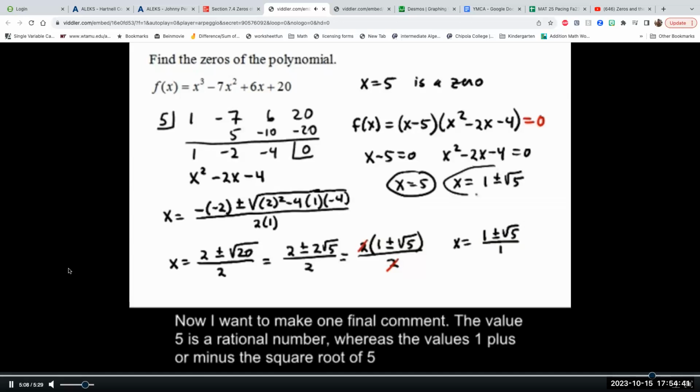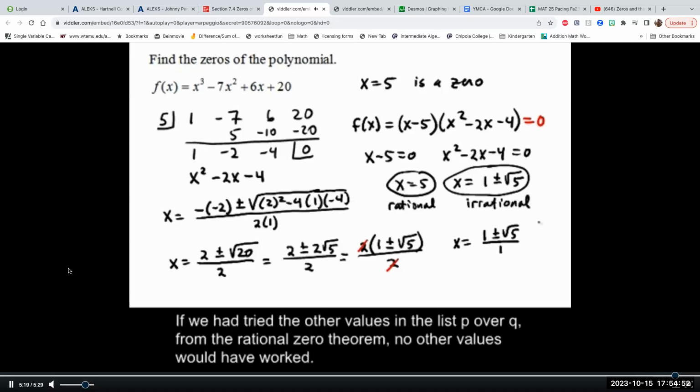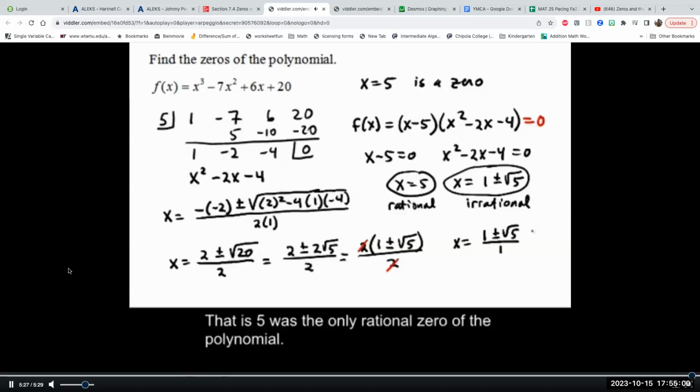Now I want to make one final comment. The value 5 is a rational number, whereas the values 1 plus or minus the square root of 5 are irrational numbers. If we had tried the other values in the list, p over q, from the rational zero theorem, no other values would have worked. That is, 5 is the only rational zero of the polynomial.